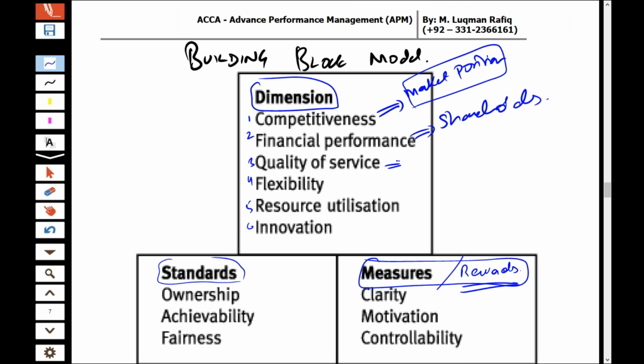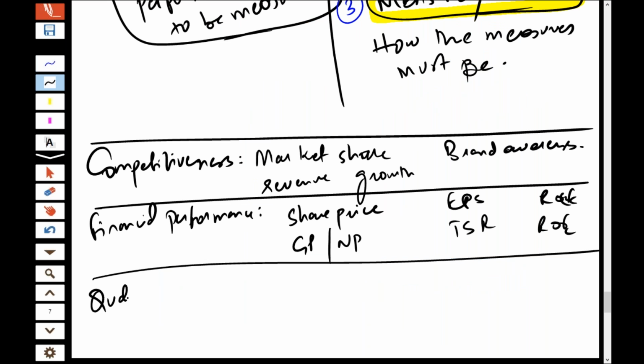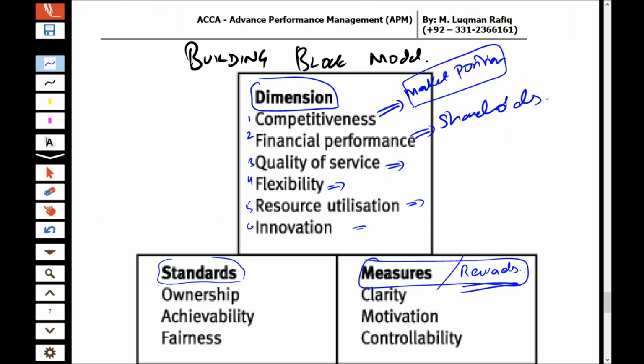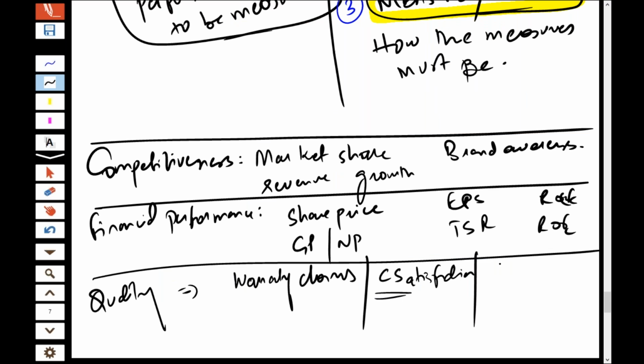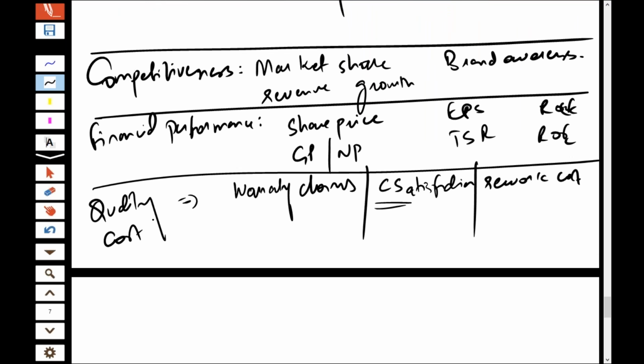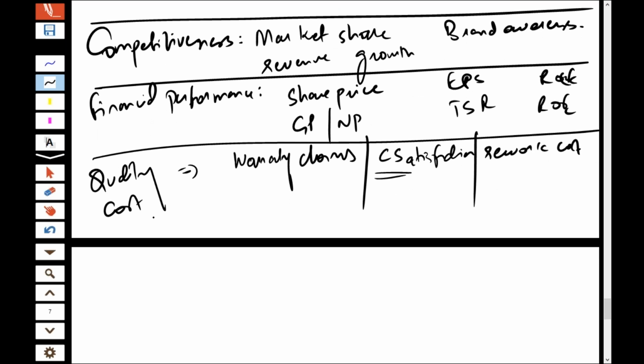The third thing is the quality of service. Then there is flexibility, then resource utilization and innovation. If I talk about the quality of service, it covers the warranty claims, and all of the aspects that we discussed with respect to customer satisfaction are also going to be covered under this quality area. So you've got the warranty claims, the customer satisfaction, the rework cost, etc. All of that is going to be considered as quality related cost.